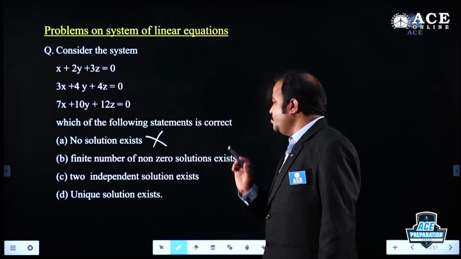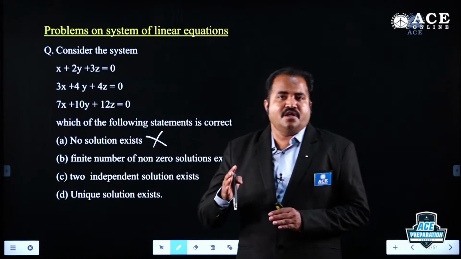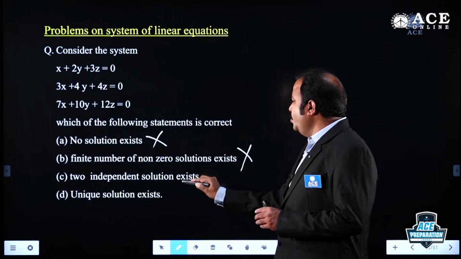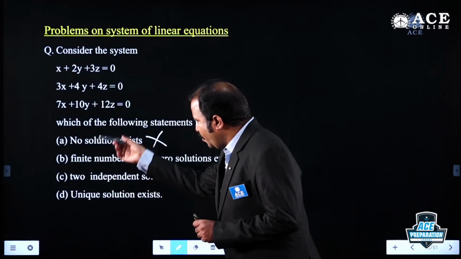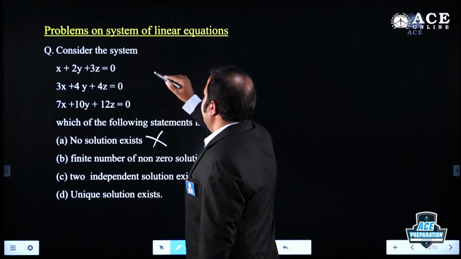Next, finite number of non-zero solutions. That is not a correct answer, because a non-zero solution may or may not exist, but if it exists, there are infinitely many. Then two independent solutions, unique solution. Which of the following is right? Which of the following is correct means either C or D. Right? A and B are not correct.